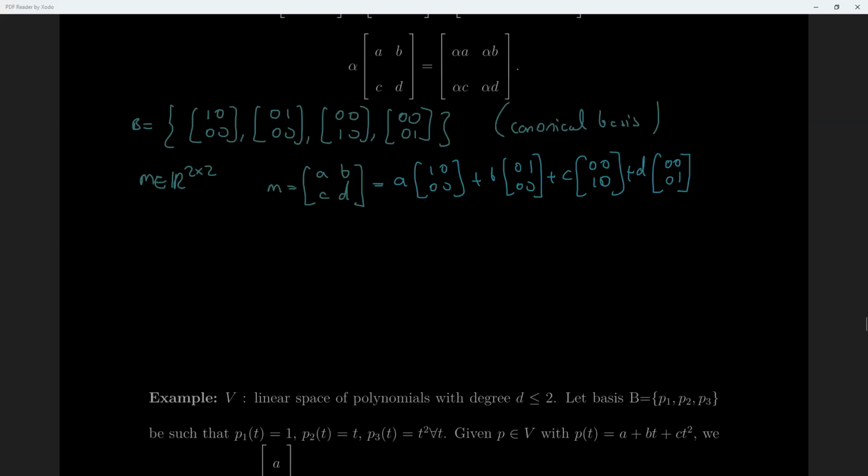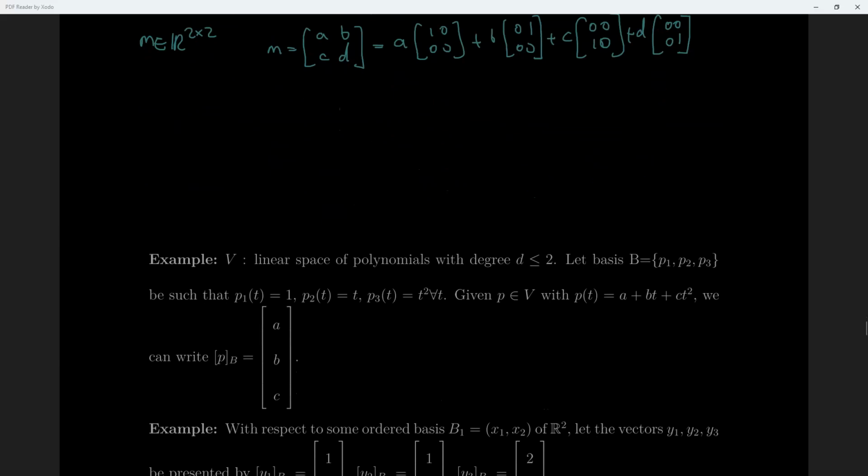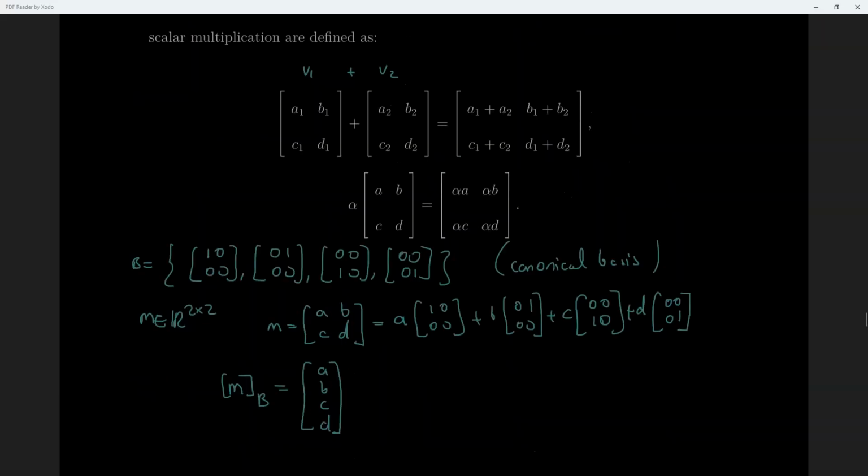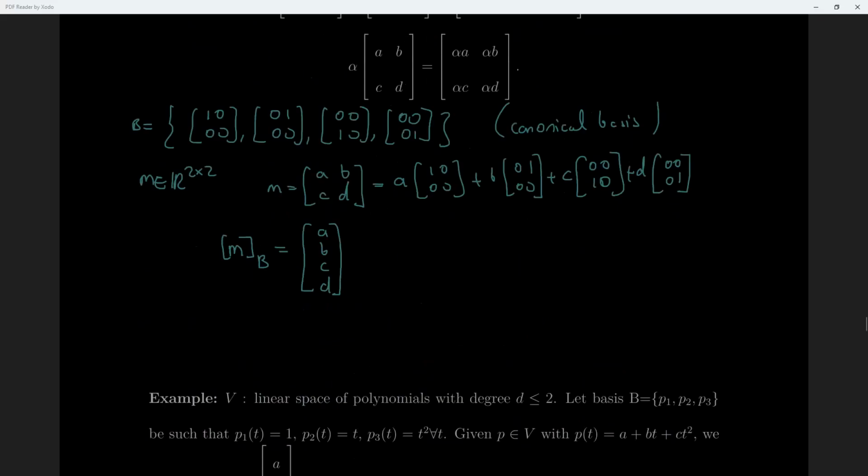Then the coordinates of M with respect to basis B is the n-tuple, which is composed of these scalar coefficients A, B, C, D. So notice that the vector space was 2 by 2 matrices, but the coordinates are n-tuples, like these 4 coefficients combined together.